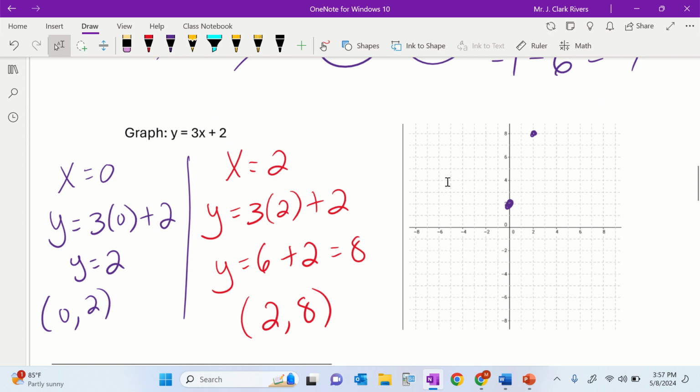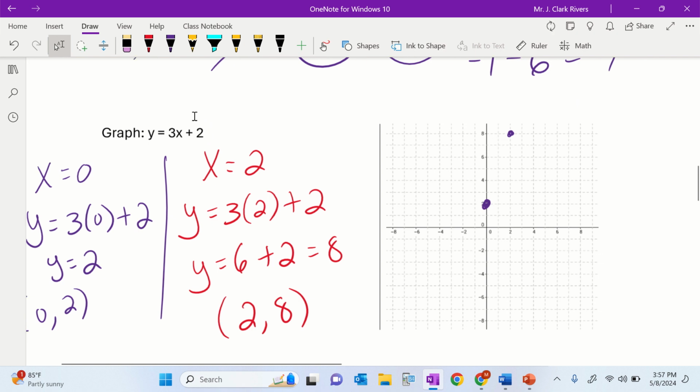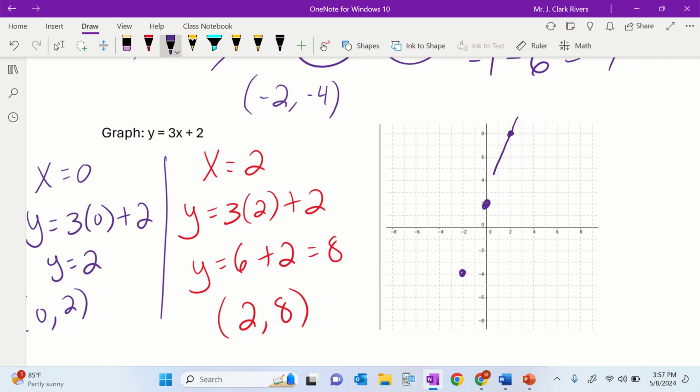Let's pick x equals -2 now. Let's just do it without writing it out. Let's do it mentally here. 3 times -2 is -6. So again, we're doing -2 for x. All right, so 3 times -2 is -6. -6 plus 2 is -4. So when x is -2, y is -4. There you go. Then we connect the dots. Boom.